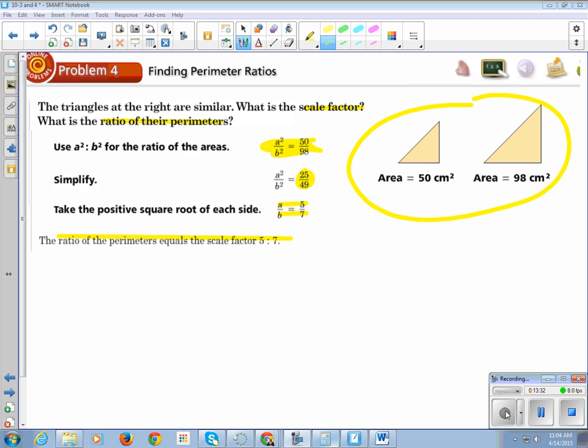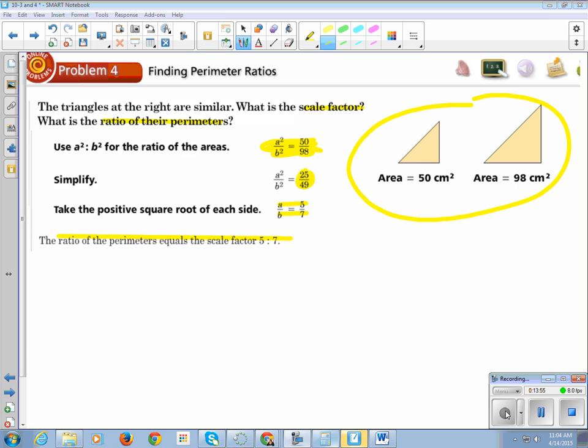So here we got triangles at the right that are similar. What is the scale factor? And then what is the ratio of their perimeters, which are the same things. So if we take a squared over b squared, that's the area. The ratio of the areas is the scale factor squared.